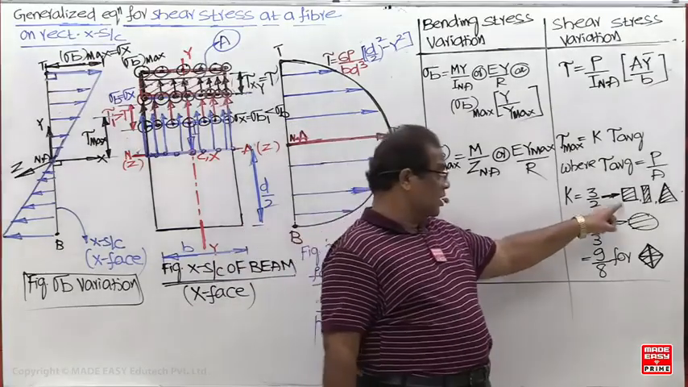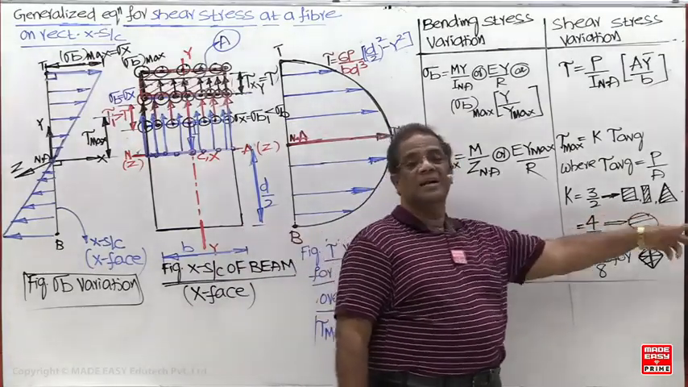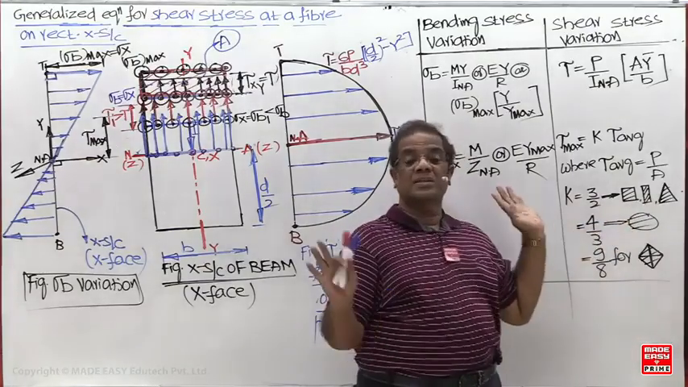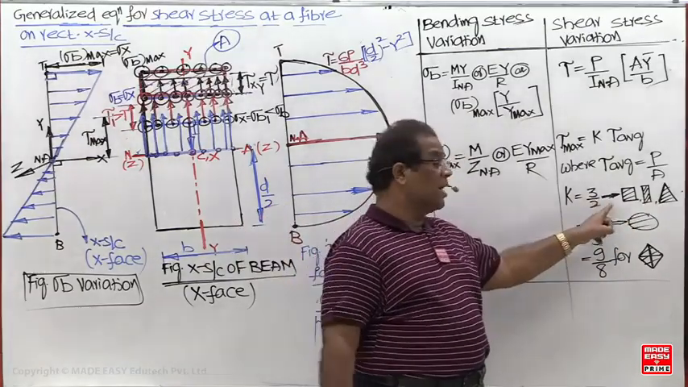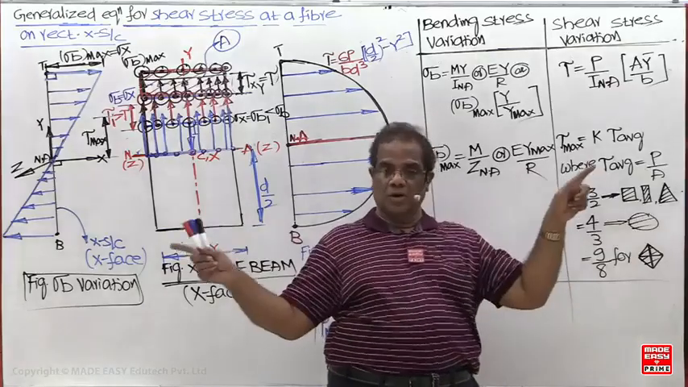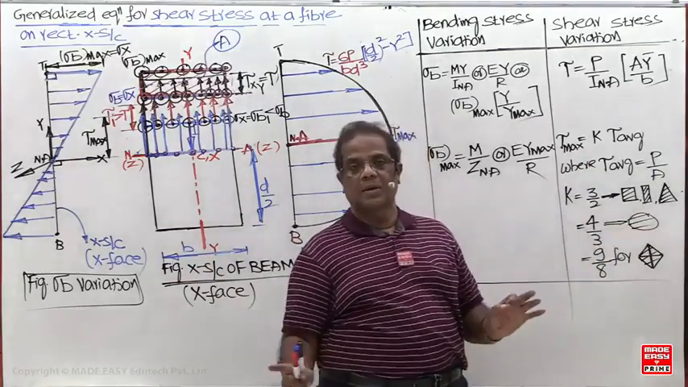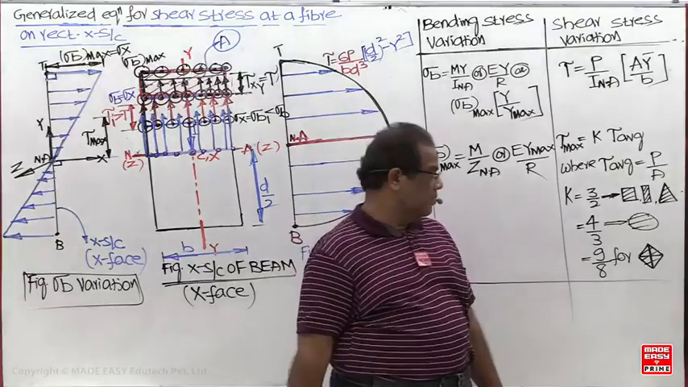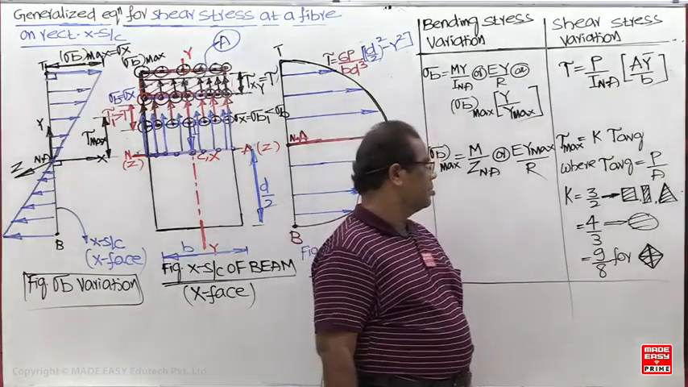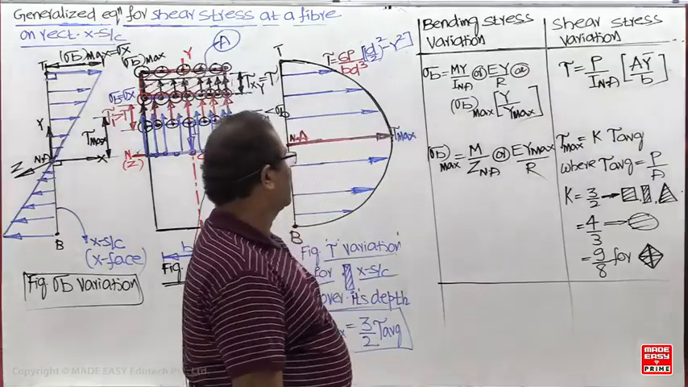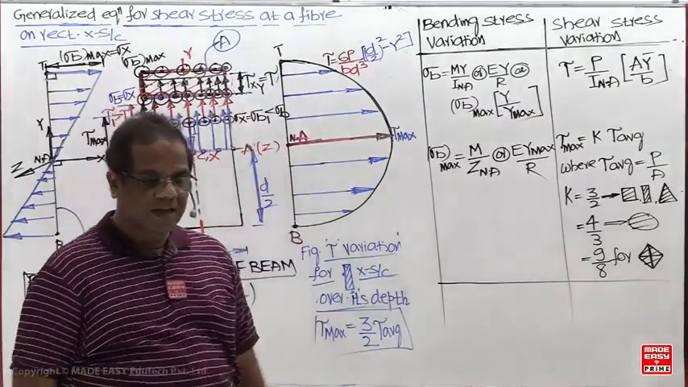Three by two for circular, square, rectangular and triangular. But how does triangular differ from these two now? The constant is same. But in square and rectangular, maximum will be at the neutral axis, but in triangular it is not maximum at the neutral axis. Constant is same, but location is not same. So close the table.